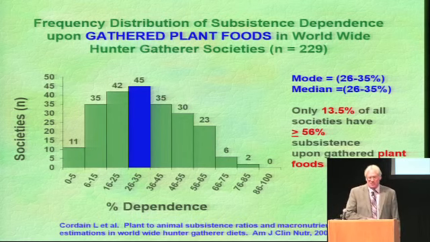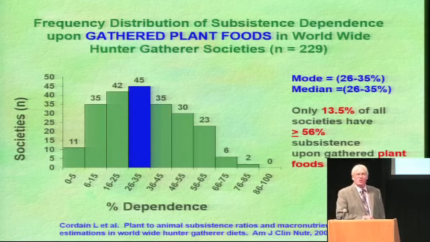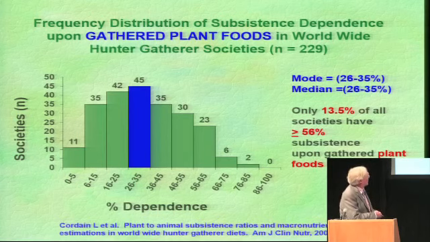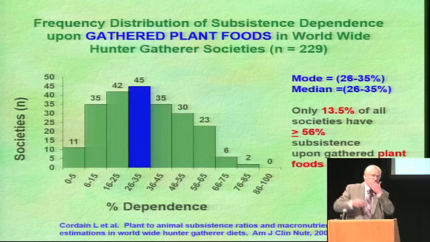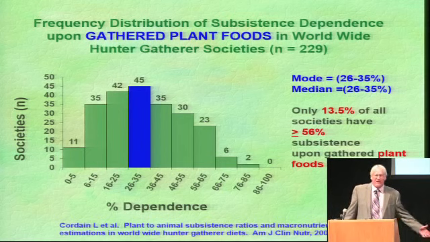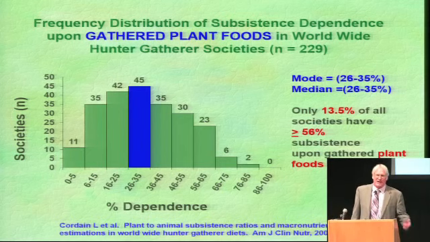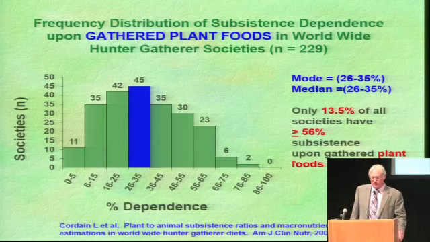And in the statistical analysis, we looked at the mode, which is the most frequently occurring value, 26 to 35% plant food, and the median, the value at which half the numbers fall above and half fall below, and that was found in the same class interval, 26 to 35%. So basically that's indicative of what the average hunter-gatherer was doing in terms of plant foods. About a quarter to a third of their calories came from plant foods.